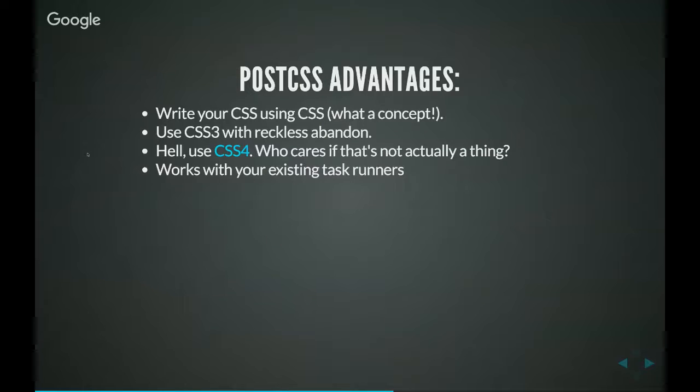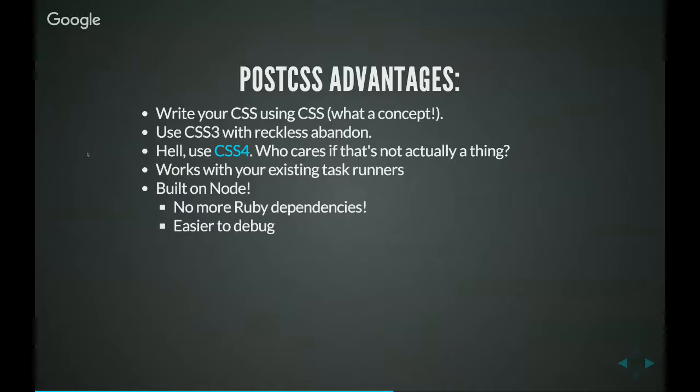It works with your existing task runners. You don't have to remove grunt or gulp or whatever you're using out of your process. It is built on Node. So we're talking about a framework that is entirely built in JavaScript. That means no more bundle files, no more gem files, no more Ruby dependencies if you don't want them. I think that makes this easier to debug because you're working in NPM and JavaScript and Node. And you can write your own plugins, and there are tons of them out there using nothing but JavaScript.